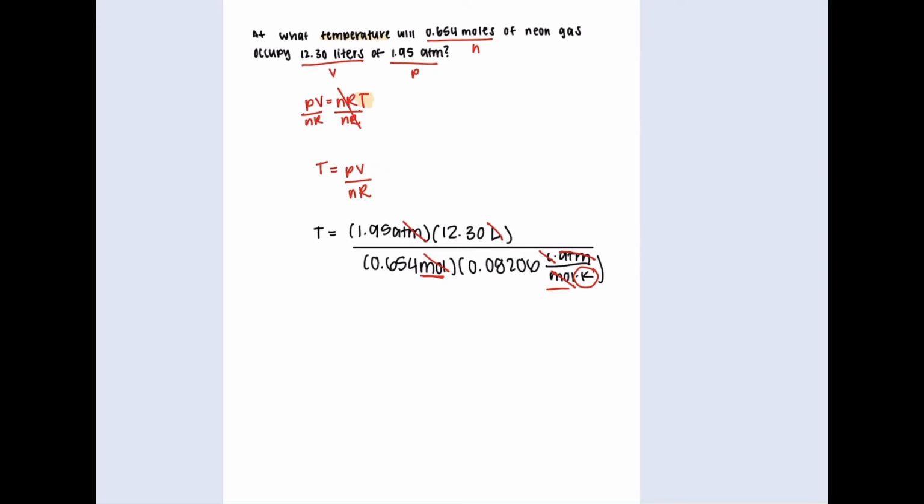So we know that we've manipulated our equation correctly because we're left with Kelvin, which is going to give us our temperature. So if we plug this all in, we are going to end up with our temperature being 446.92 Kelvin. And so that is going to be the temperature at which the gas, or 0.654 moles of neon gas, will occupy 12.30 liters at 1.95 atmospheres. And so that is how we do this question.